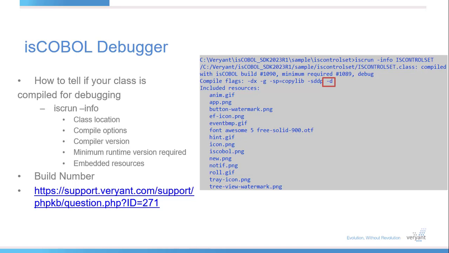Just a side note here, it also includes the isCOBOL compiler and required runtime build numbers. You can see a list of the build numbers and their versions in the knowledge base article number 271.